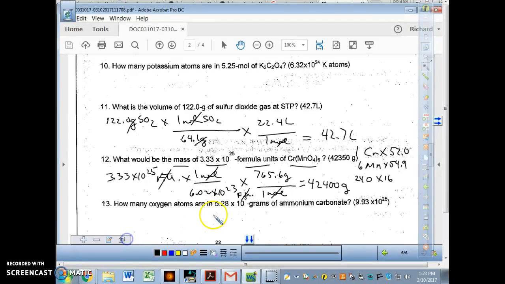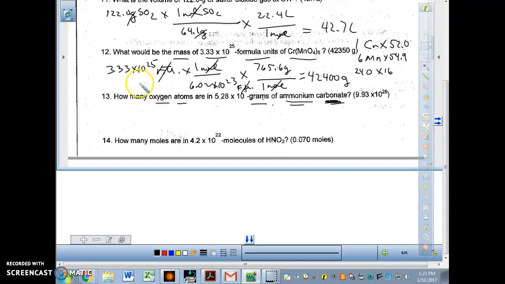Now I want to know how many oxygen atoms are in this many grams of ammonium carbonate. So now we're going to go from grams to moles to, we can't go to oxygen atoms directly because this is a compound. So this is going to be one of our longer problems. If you can do this kind, you can do any of them. We've got 5.28 times 10 to the third grams of ammonium carbonate.